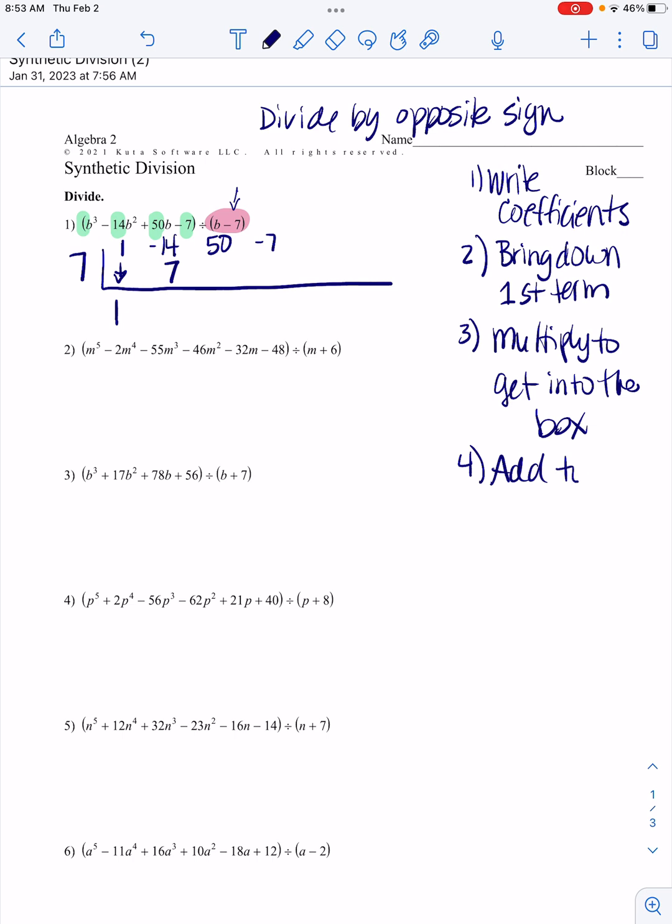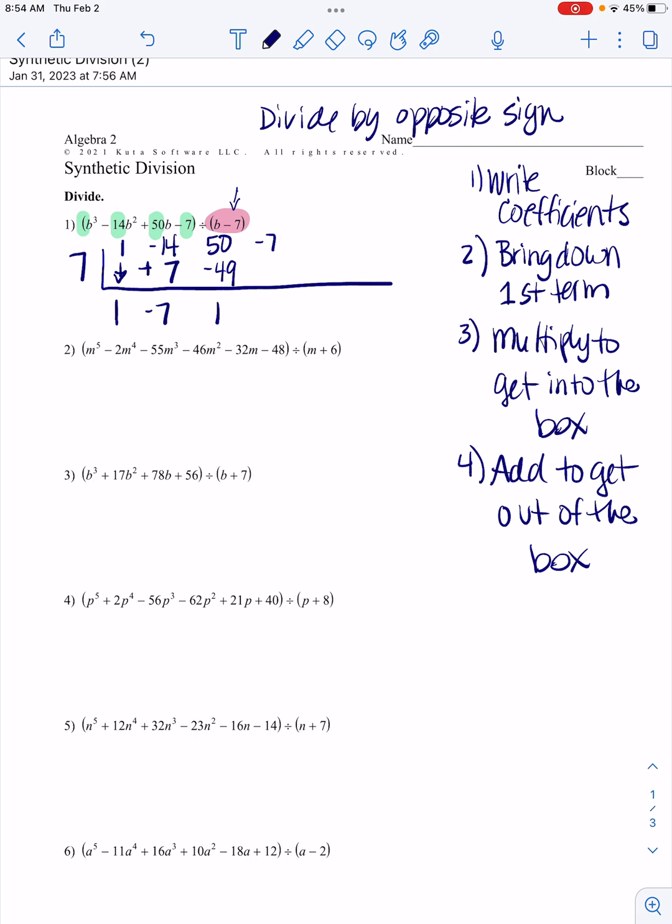We add to get out of the box. So we're going to add negative 14 plus 7. Negative 14 plus 7 is negative 7. So I'm going to write that down here, negative 7. Then we're just going to repeat these steps until the box is done. So we're going to multiply to get back into the box. So we're going to multiply negative 7 times positive 7, and that's negative 49. Okay? Same step. We're going to add our terms. So we know that 50 plus negative 49 is 1.